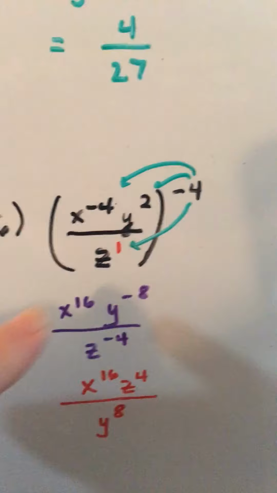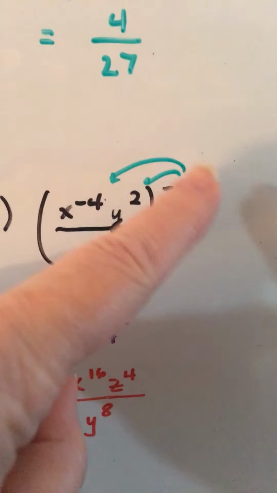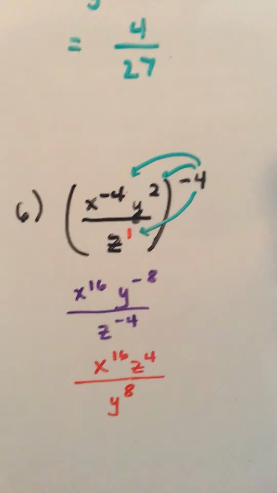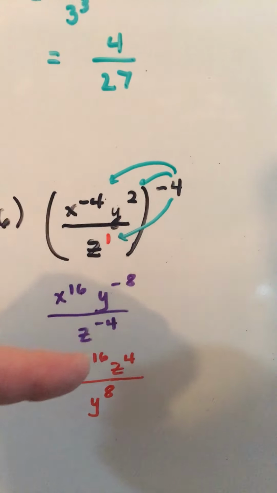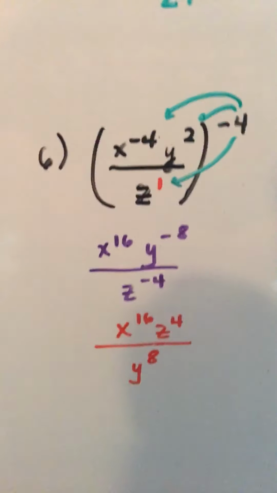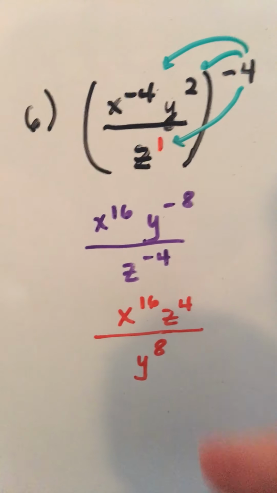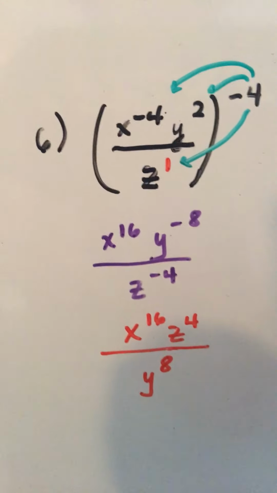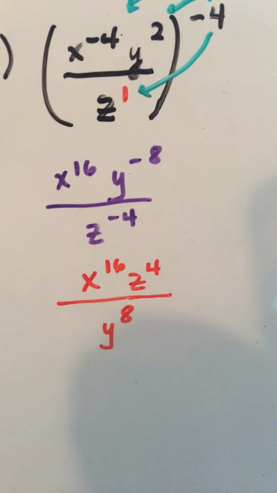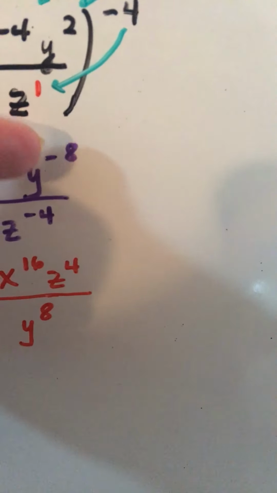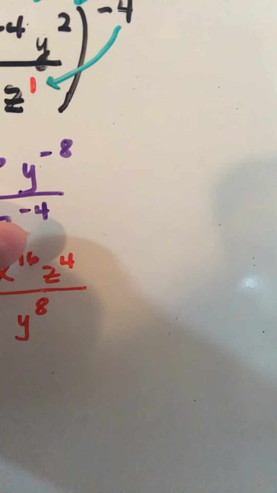For problem example 6, same idea, only now I've got a denominator, so I have to distribute even in the denominator. So I get x to the 16, y to the negative 8, z to the negative 4. I rewrite. Positive on the bottom is negative on the top. Negative on the bottom is positive on the top. So negative on top is positive on the bottom, and so on.